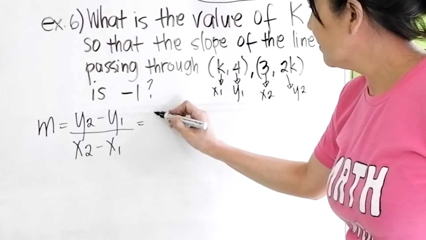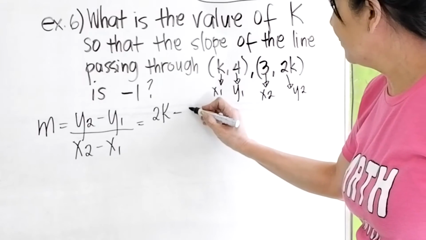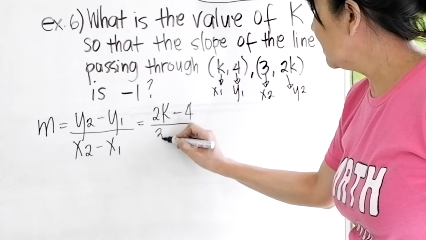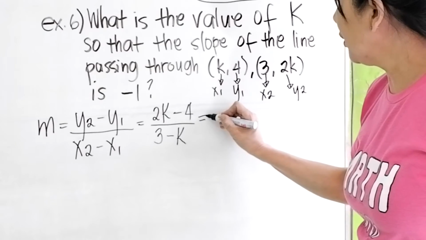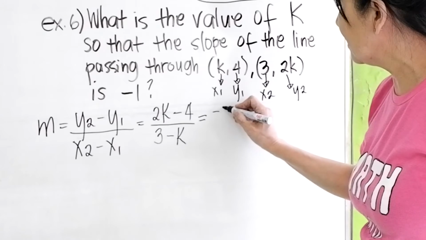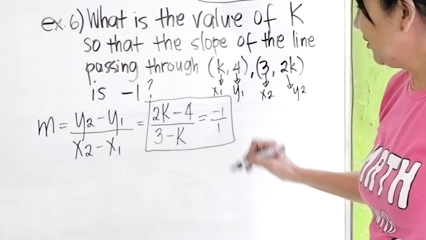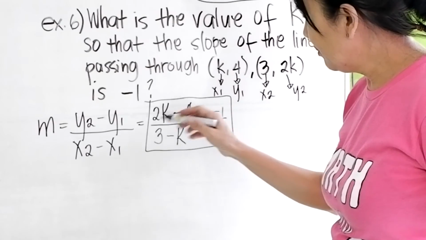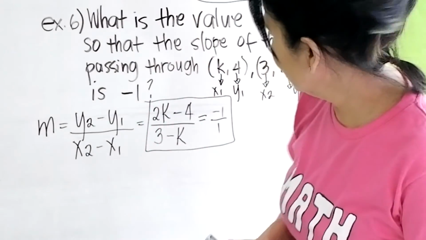Then plug in the values. Y sub 2 is 2k minus y sub 1, 4 all over x sub 2 is 3 minus x sub 1 is k. And in the problem, the slope is negative 1. Equate this to negative 1. Now, what do you see here? Over 1. You just cross multiply this, or multiply both sides by 3 minus k. It's the same thing. Okay?